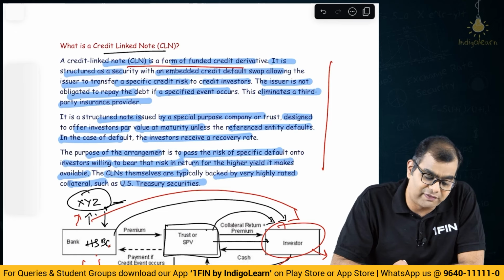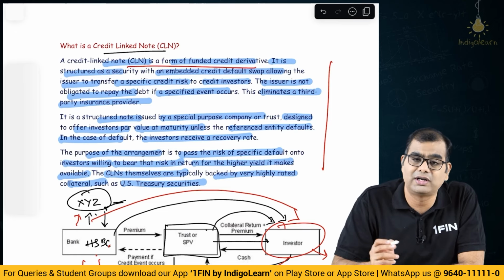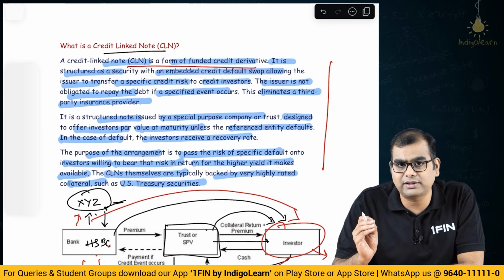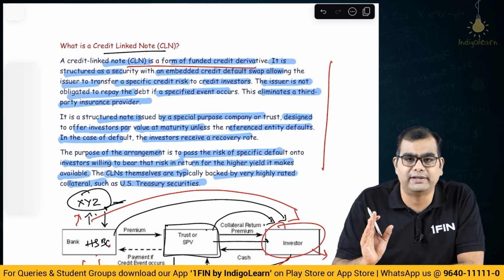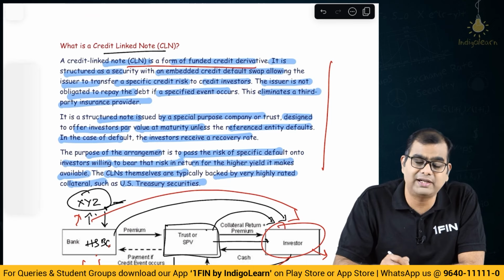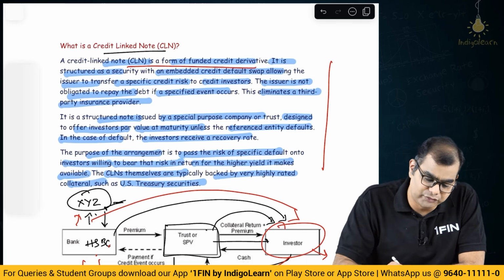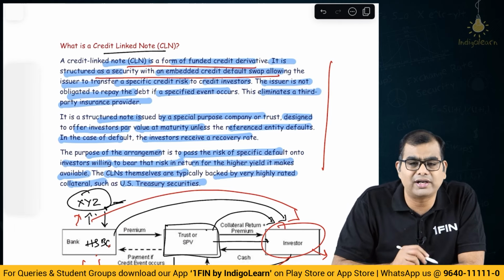Credit linked note is a form of funded credit derivative. Funded credit derivative is what? In a CDS, there is no funding. You are buying an instrument, and only in case of default you get paid. There is no funding that you have to do. Whereas in a credit linked note, the actual funding happens. That is, the investor is paying you money. It is structured as a security with an embedded credit default swap. Correct? Why is it called an embedded credit default swap?